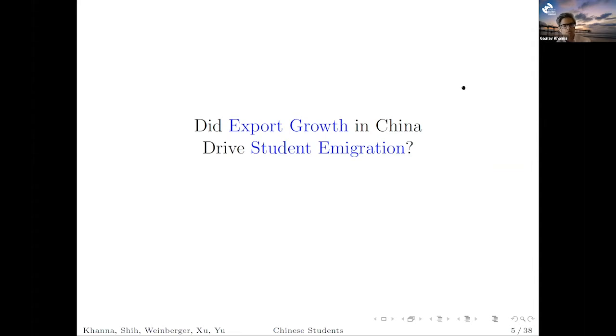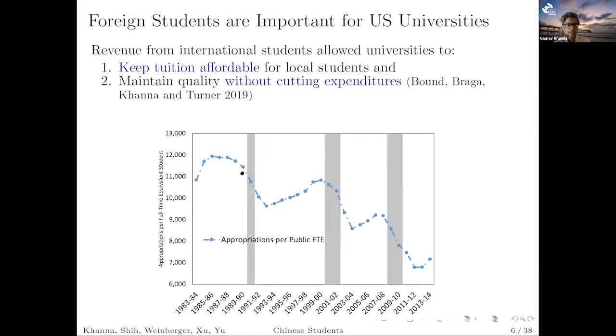So did this kind of export growth in China drive a lot of the student migration from China to the US? Right, so why do we care about something like this? Well, foreign students are really an important source of revenue for US universities.